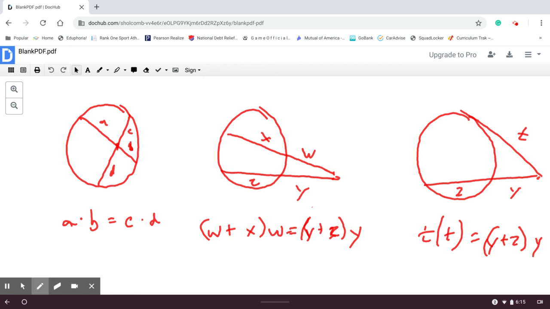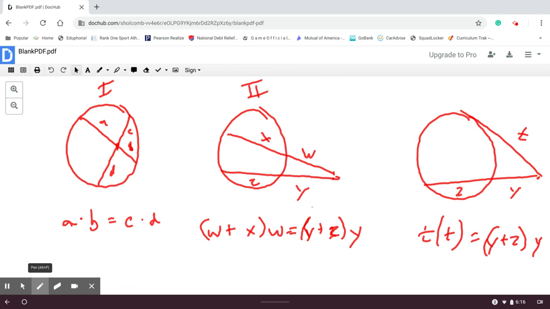Okay? All right, you're just going to have to kind of memorize these. So the products of the chords in this one, part 1, is what it's labeled here. So we'll use a Roman numeral 1. So in that one, the product of the two chords are equal. In this one, you have the product of the secants and their outer segments being equal.